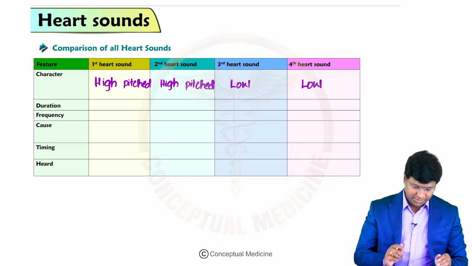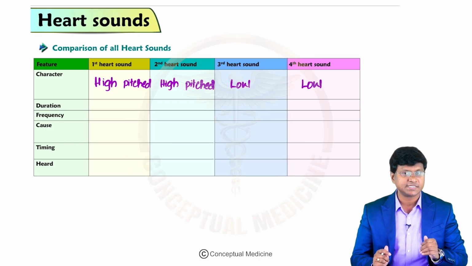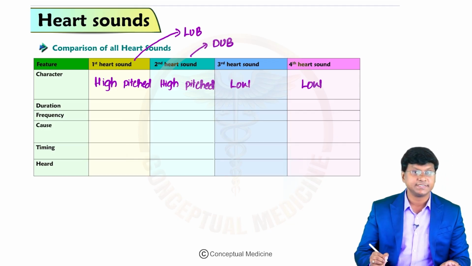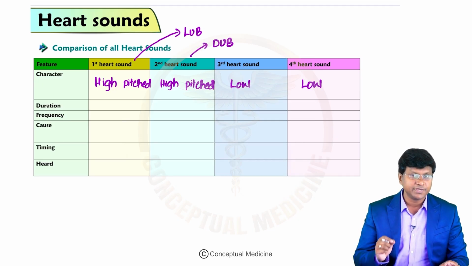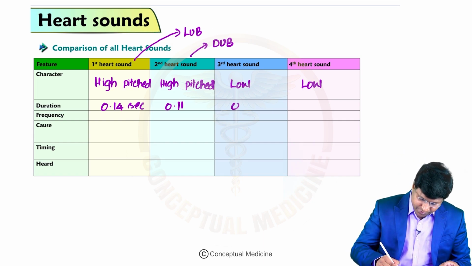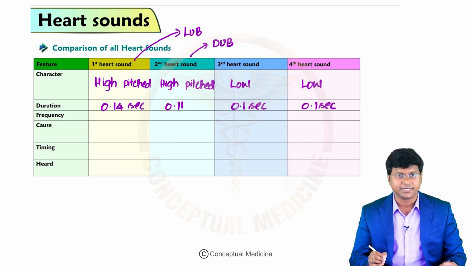Now, the first heart sound is slightly prolonged, whereas the second heart sound is shorter. So the first heart sound, like we consider it as lub, is slightly prolonged, and the second heart sound is the dub, right? It is shorter. Now if you take the duration of these sounds, first heart sound duration is 0.14 second, second heart sound duration is 0.11 second, and third heart sound duration is 0.1 second, and fourth heart sound is also around 0.1 second.